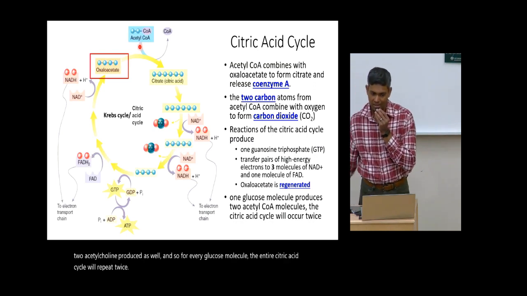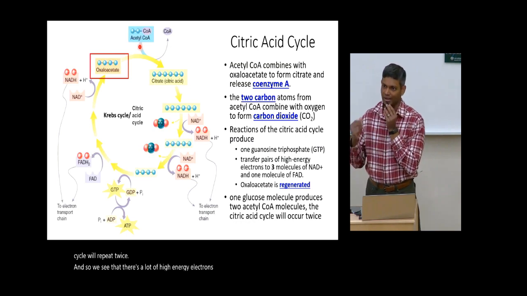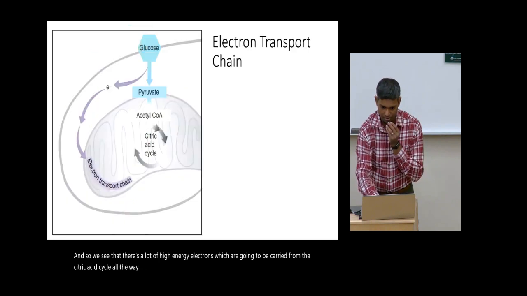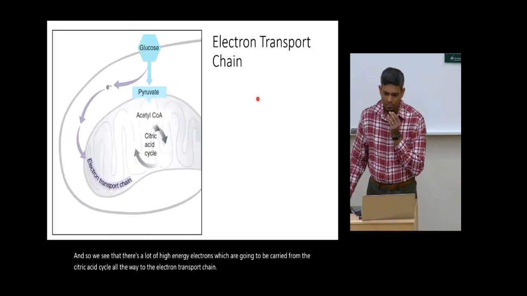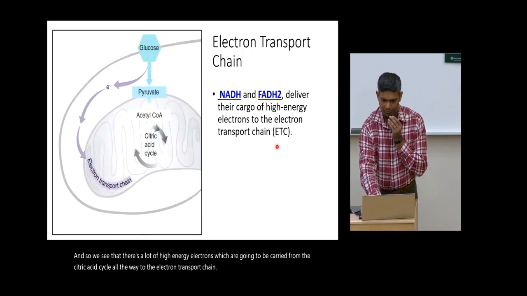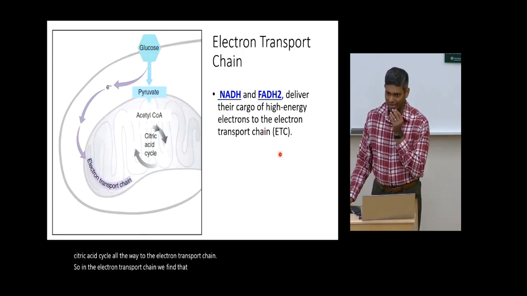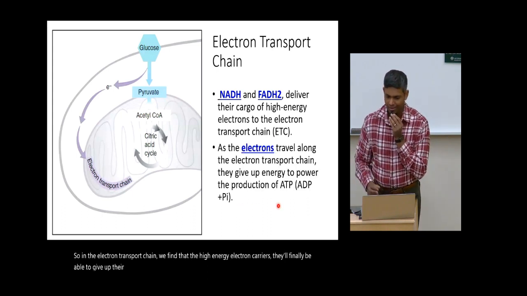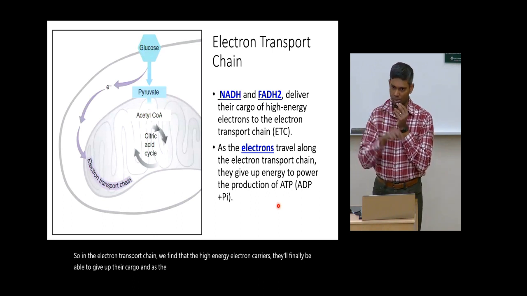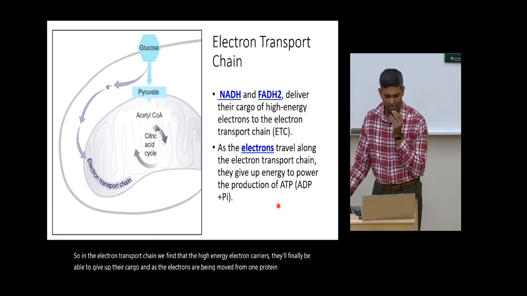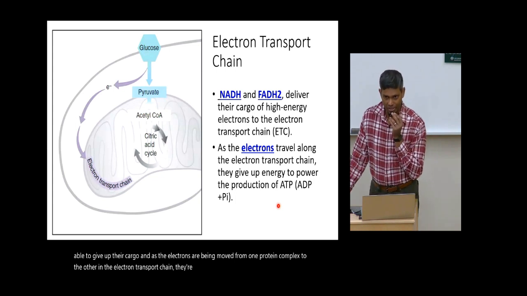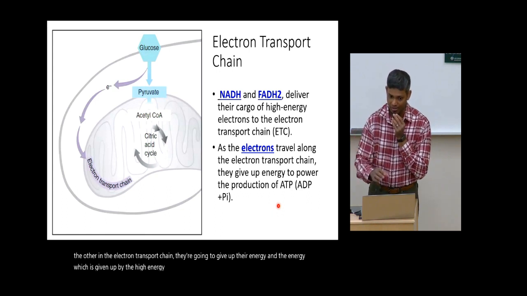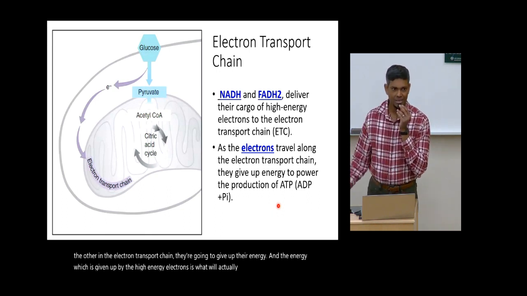And so we see that there's a lot of high energy electrons which are going to be carried from the citric acid cycle all the way to the electron transport chain. So in the electron transport chain, we find that the high energy electron carriers will finally be able to give up their cargo, and as the electrons are being moved from one protein complex to the other in the electron transport chain, they're going to give up their energy, and the energy which is given up by the high energy electrons is what will actually fuel the enzyme which makes ATP.